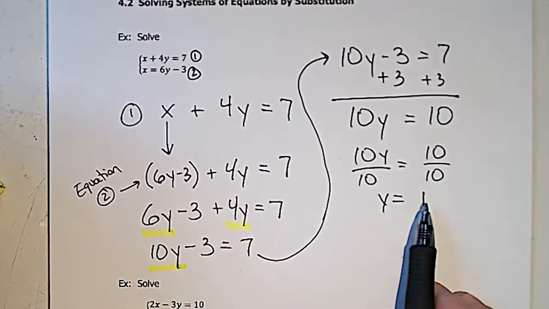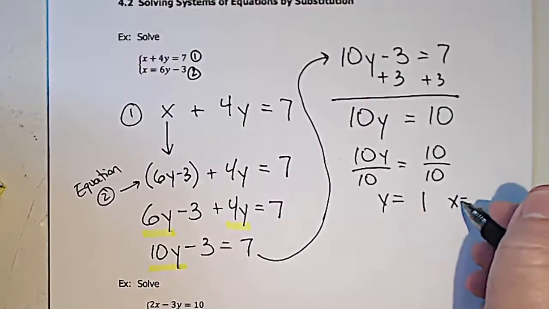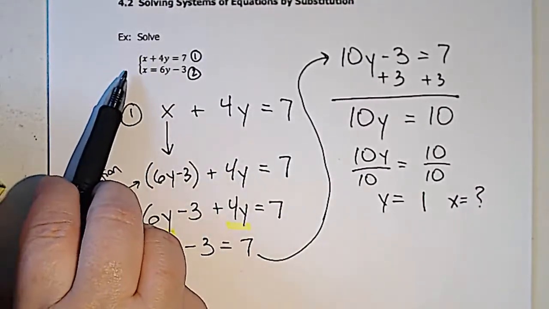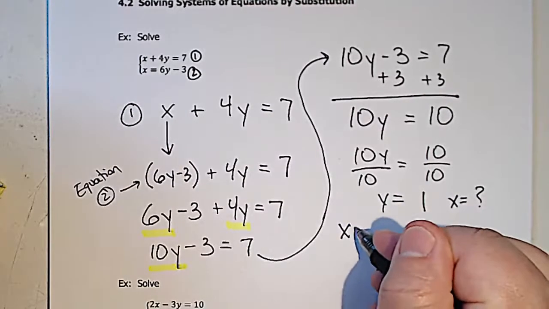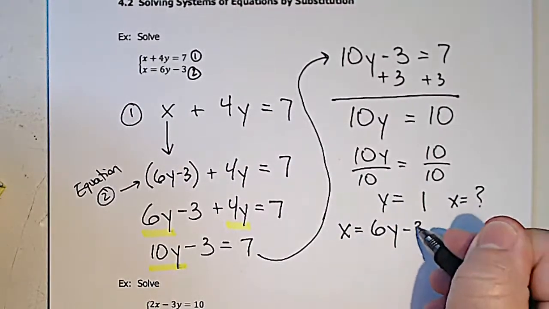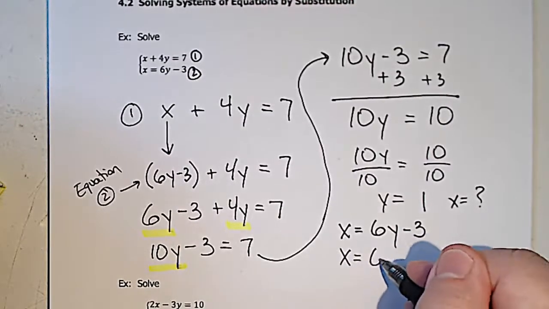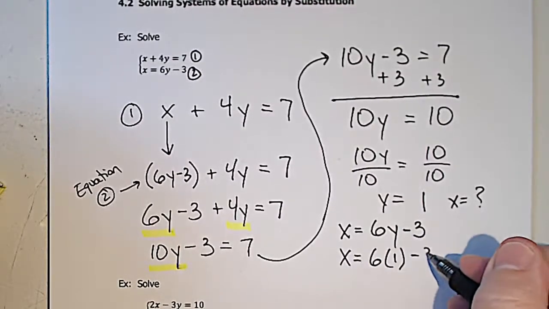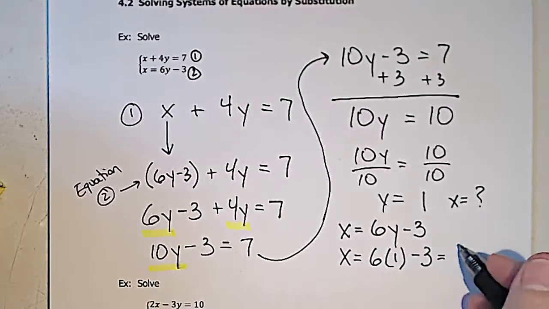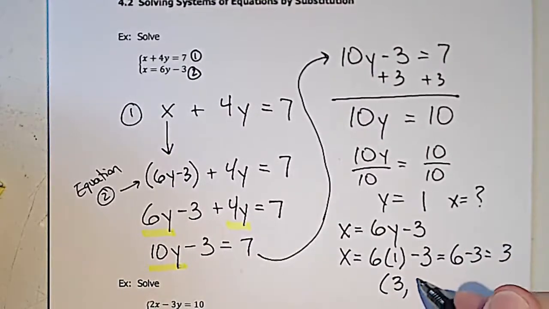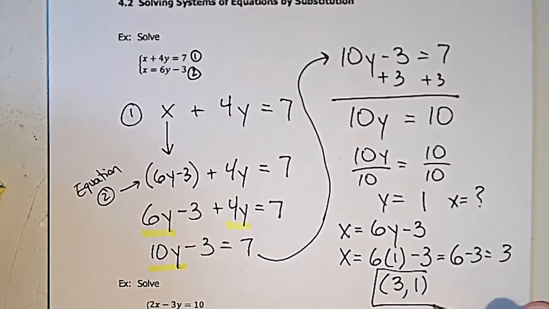Now, for this to be a full solution, I need to know x. So let's go back. I've got two equations up here. I like this one, x equals 6y minus 3. And when y equals 1, x equals 6 times 1 minus 3. So that's 6 minus 3, which is equal to 3. So I think I have the ordered pair (3, 1).